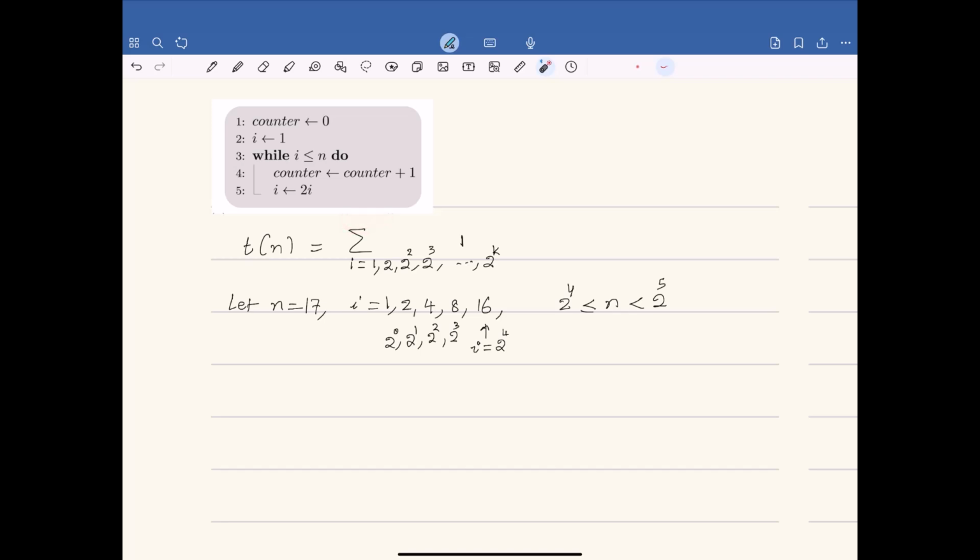But we can transform it into a standard summation, because in fact we need to count how many values of i we have in this summation, and this can be found from the power k. So this is equal to summation. I will start from 0 because the first value of i is 2 to the power of 0, and the last value is k, and we have summation of 1. This is equal to k minus 0 plus 1. It will be equal to k plus 1.